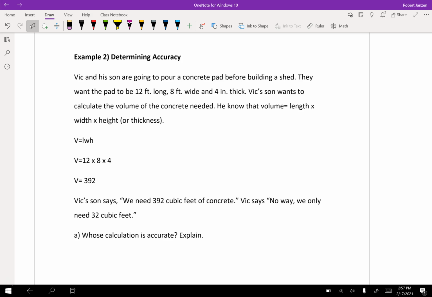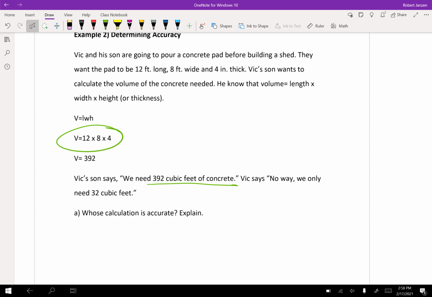So Vic and his son are going to pour a concrete pad before building a shed. They want the pad to be 12 feet long by 8 feet wide by 4 inches thick. Vic's son wants to calculate the volume of the concrete needed. He knows that volume is length times width times height, or thickness. And this is what he does: 12 times 8 times 4, and he says this is 392 cubic feet of concrete. Vic says, no way, we only need 32 cubic feet.